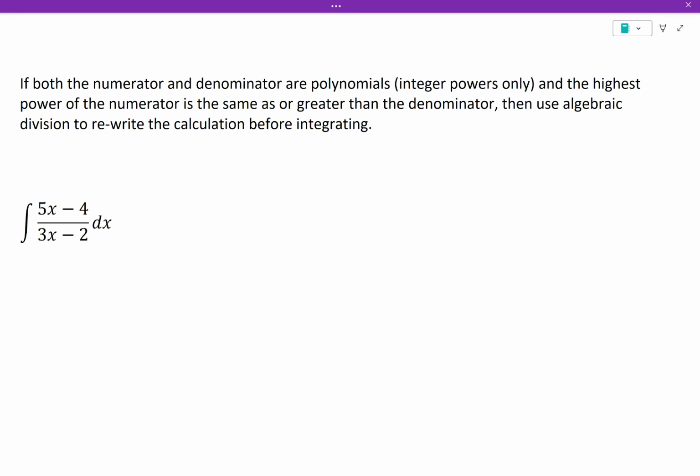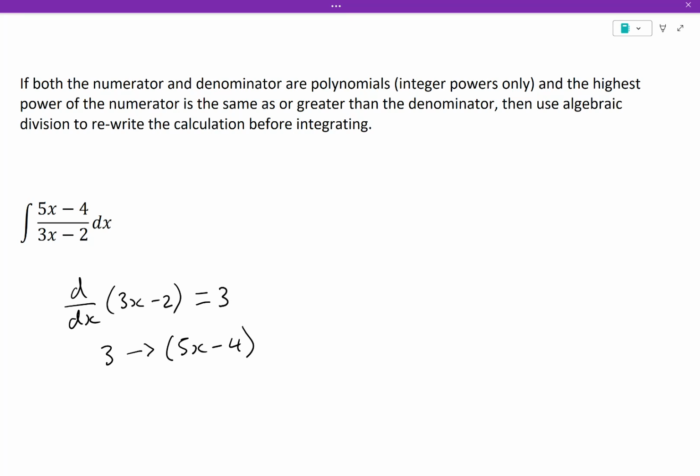Now, is the denominator raised to the power of 1? Yes, it is. So let's consider natural logarithm. If I differentiate the 3x take 2, I get 3. Now, in order to get from 3 to our numerator, 5x take 4, can we multiply by a numerical value? Well, no, because we'd have to introduce x. Okay, that's not going to work.